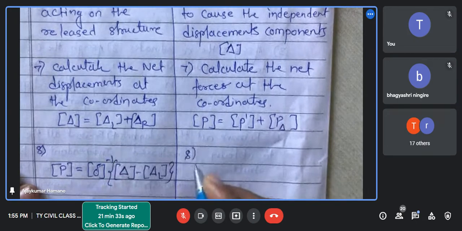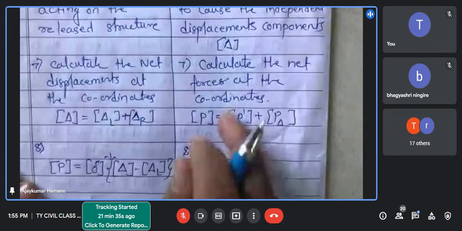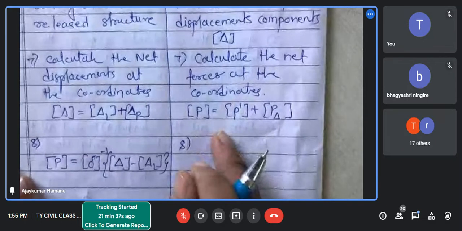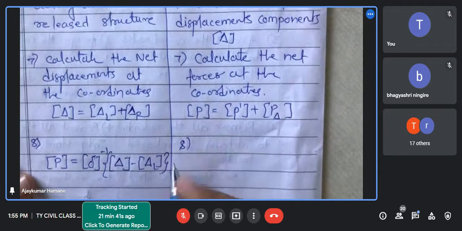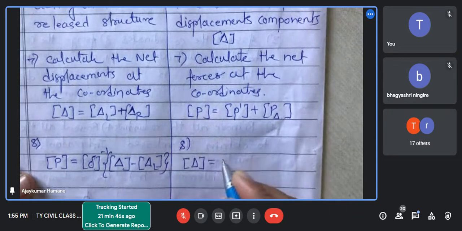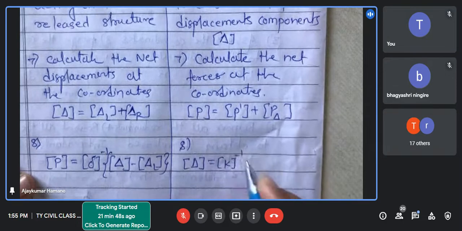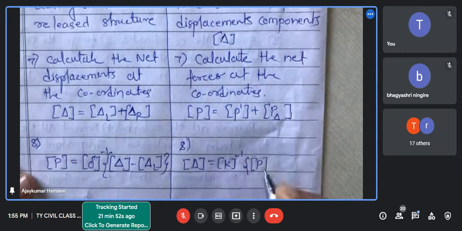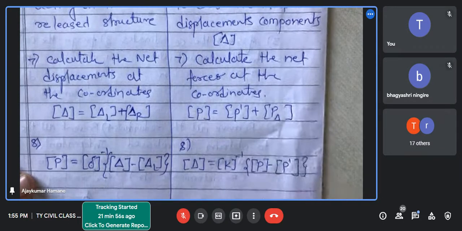And here, using the condition of equilibrium, that's why the stiffness method is also known as the equilibrium method, delta equals the inverse of the stiffness matrix times P minus P dash.